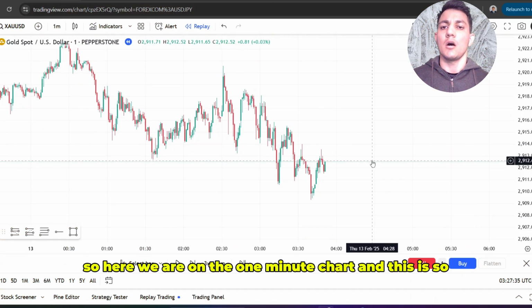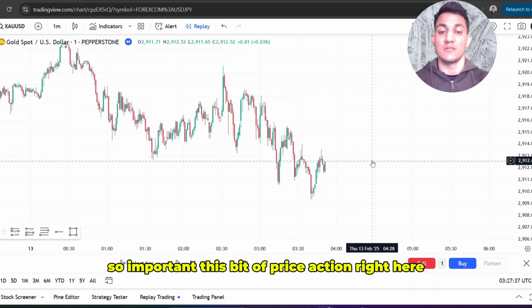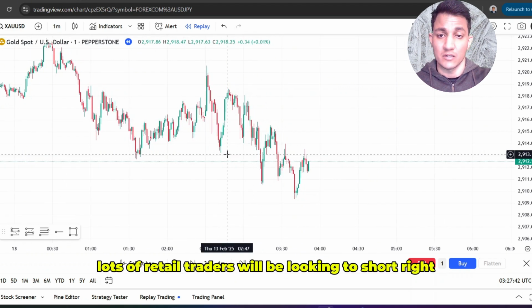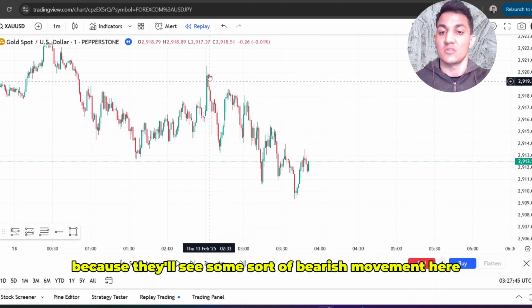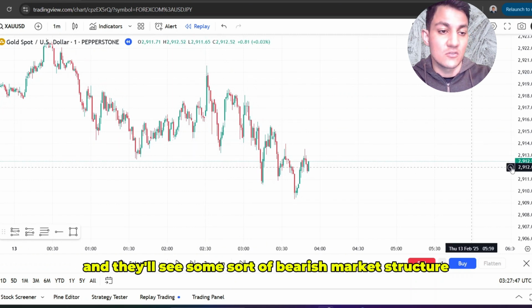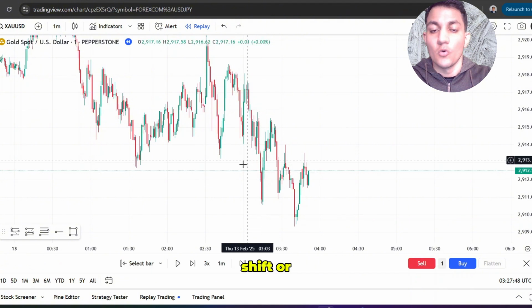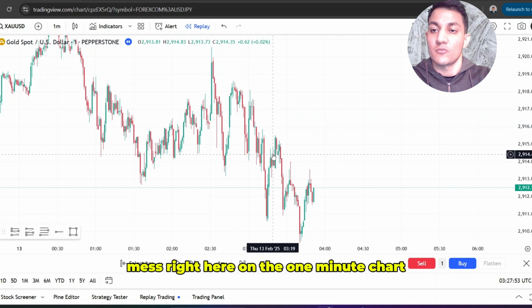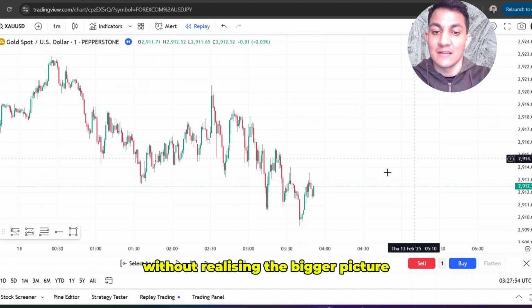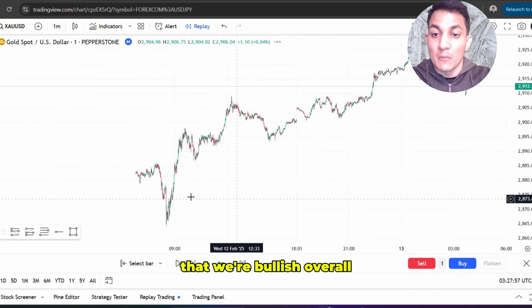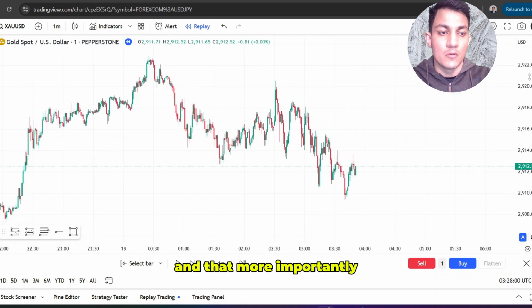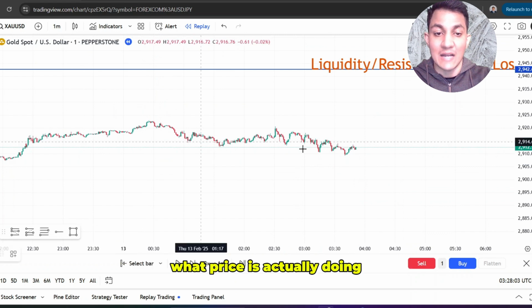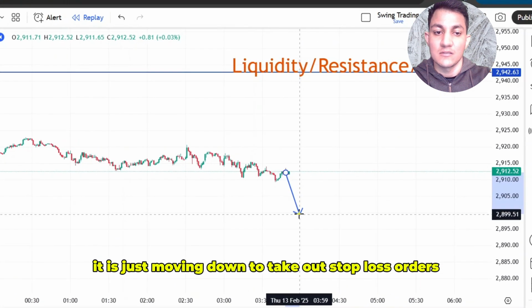Okay, so here we are on the 1-minute chart, and this is so important. This bit of price action right here, lots of retail traders will be looking to short, right? Because they'll see some sort of bearish market structure shift, or VWAP, or anything telling them to go short, and they'll be looking to sell in this mess right here on the 1-minute chart, without realizing the bigger picture, that we're bullish overall, and that more importantly, all the way up here is our key target. What price is actually doing is just moving down to take out stop loss orders.